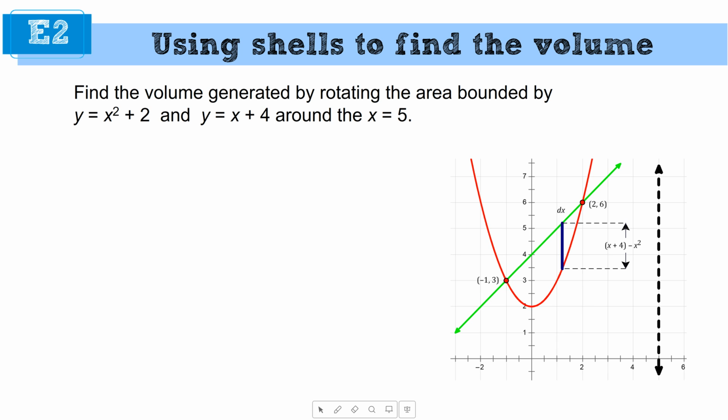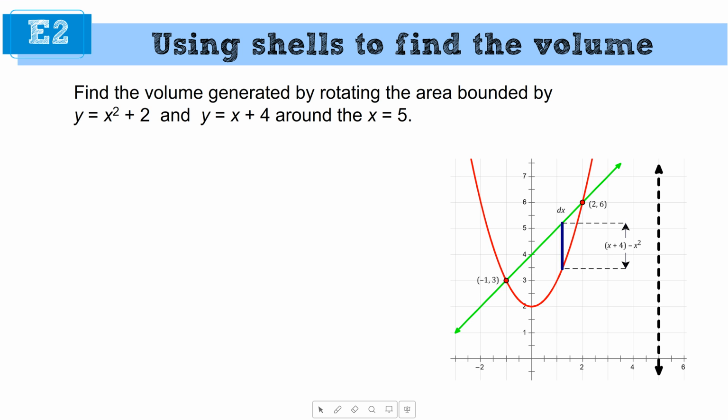I've got a parabola that's shifted up 2 units. I've got a line with a positive slope with a y-intercept of 4, and I'm going to revolve it around the line x equals 5. So the big black dotted line over on the right is my axis of revolution.